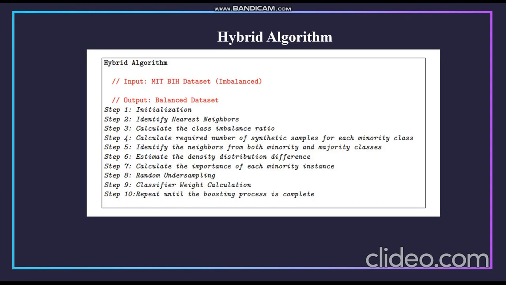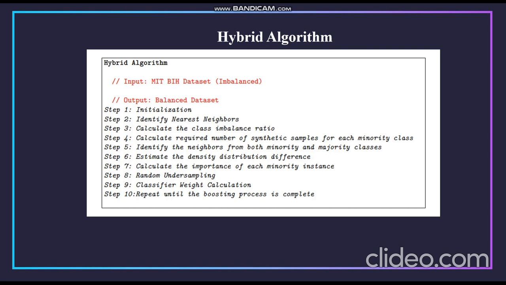Here I am explaining my work. This is the hybrid algorithm. The input is an imbalanced dataset. The desired output will be a balanced dataset. The first stage is initialization. Then identify the nearest neighbors, which means for each instance in the dataset we have to calculate the distance to all other instances in the dataset. Here, the distance metric used is typically Euclidean distance, but it can be any distance measure suitable for the data.